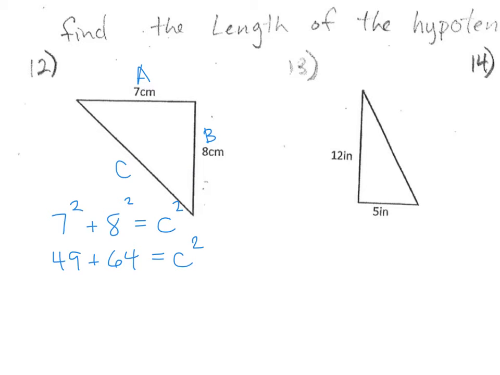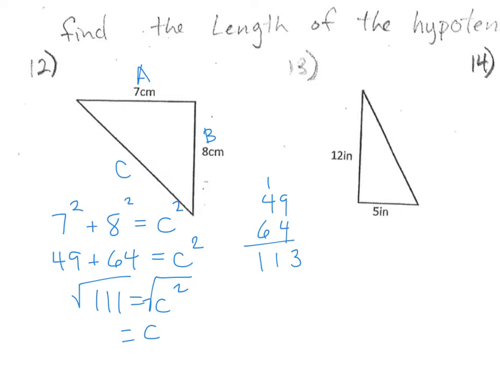So 49 plus 64 is going to be 113. 113 is equal to C squared. Now you're going to take the square root of both sides. So the square root of 113 is 10.63.